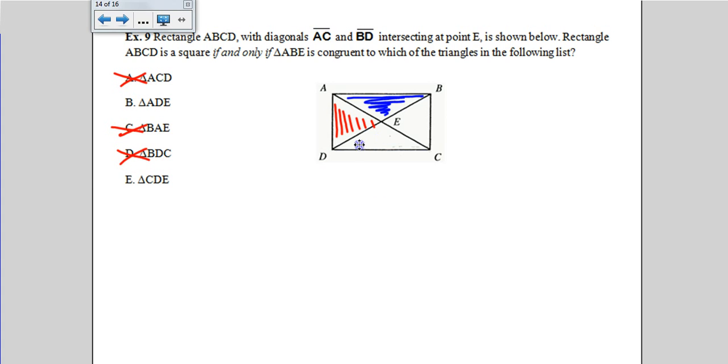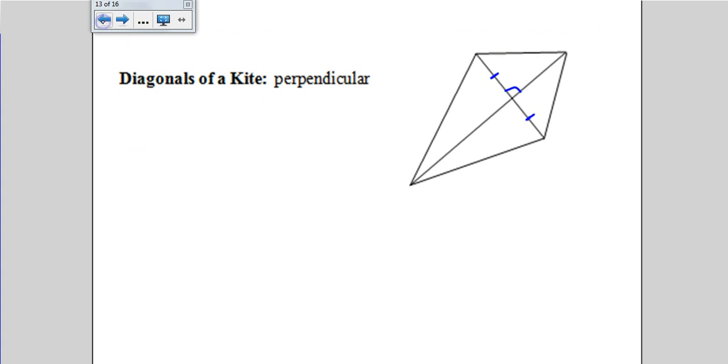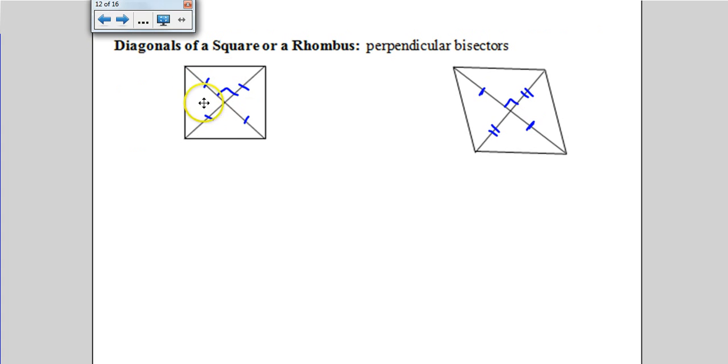And then CDE, it is congruent to ABE. However, that's true for a rectangle, not necessarily a square. So while that is true, it might not necessarily help us to determine if it's a square. This is actually the correct answer. If this adjacent triangle is congruent, then this forces this guy to be a square. And if you don't believe me, go back to a picture of a square. Notice how all the triangles are the same size. That's what makes that a square.